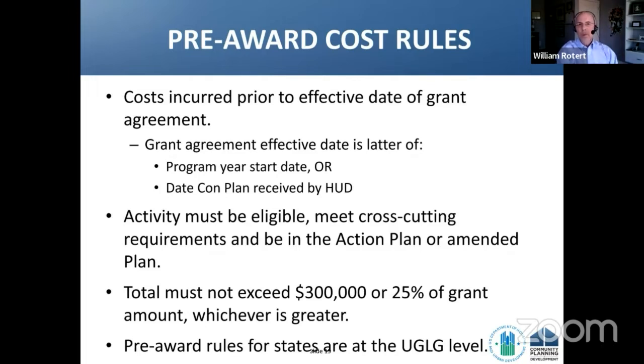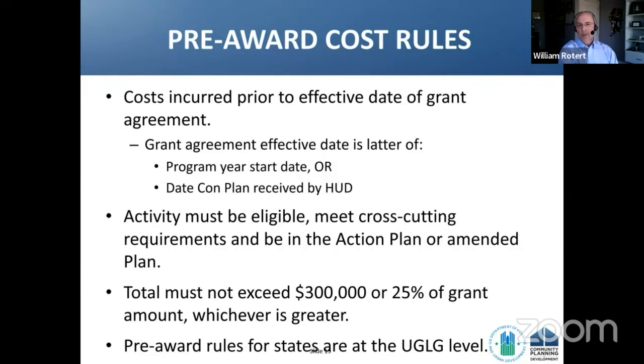Okay, this is an issue that we rarely dealt with when I was at HUD, but is a significant issue, particularly with your CDBG COVID funding, because we know a lot of communities had to expend a lot of money prior to receiving your CDBG COVID funding. So there is a provision in the CDBG rules that allows HUD to deal with that, and that's called pre-award costs. Those costs incurred prior to receiving or officially receiving your grant. So those costs are incurred prior to the effective date of the grant agreement.